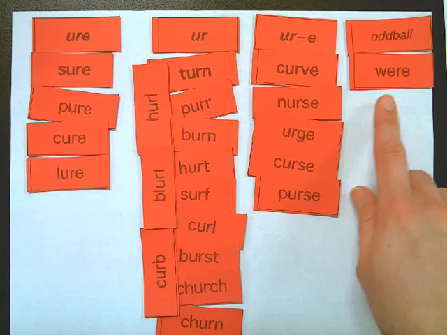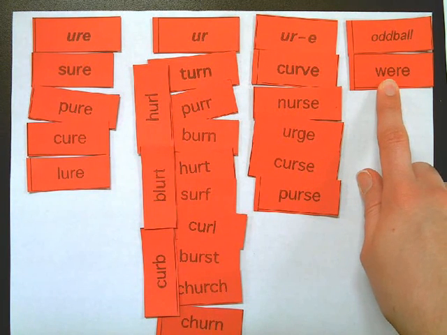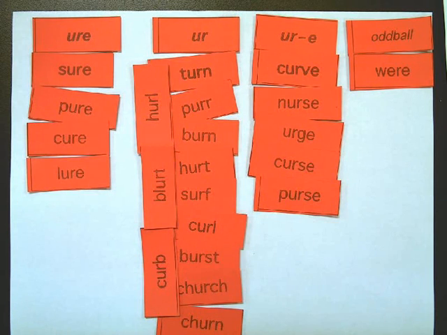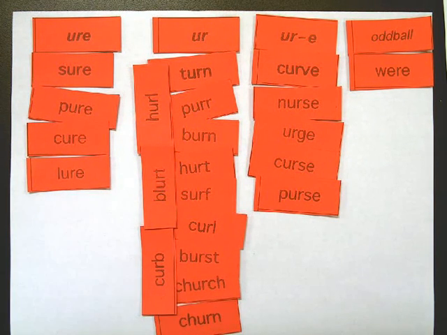And my one oddball word makes the same sound as the UR and the UR consonant E. However, it doesn't have a U in it, and so that's what makes it an oddball. Same sound, but different letters to make that sound. Make sure that your sort looks like mine.